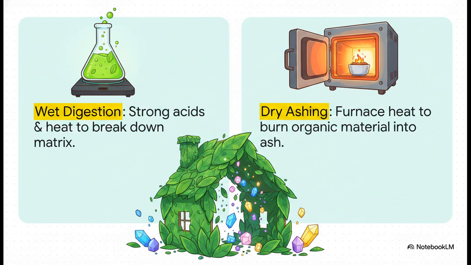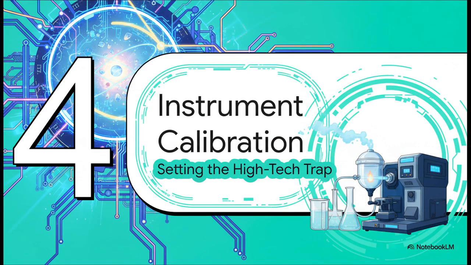Dry ashing, on the other hand, places the weighed plant tissue in a muffle furnace for hours to literally burn away all the organic material, which just leaves a mineral ash residue that we then dissolve in acid. But honestly, both methods basically involve burning down the biological house just so we can count the mineral bricks left behind. Which brings us to Section 4, Calibrating the AAS instrument.